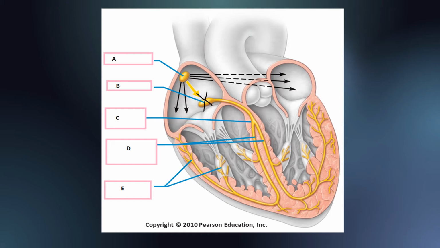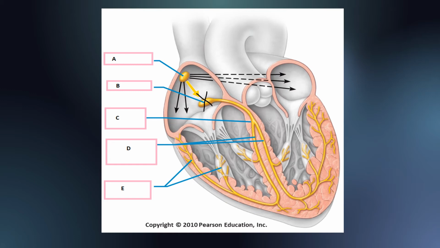So now, again, if you'll remember back, this is not going to go very fast. The bundle of His and the Purkinje fibers will only do 20 to 40 action potentials per minute. It's considerably slower than both the AV and the SA node. But up here in the atria, the SA node is still working.